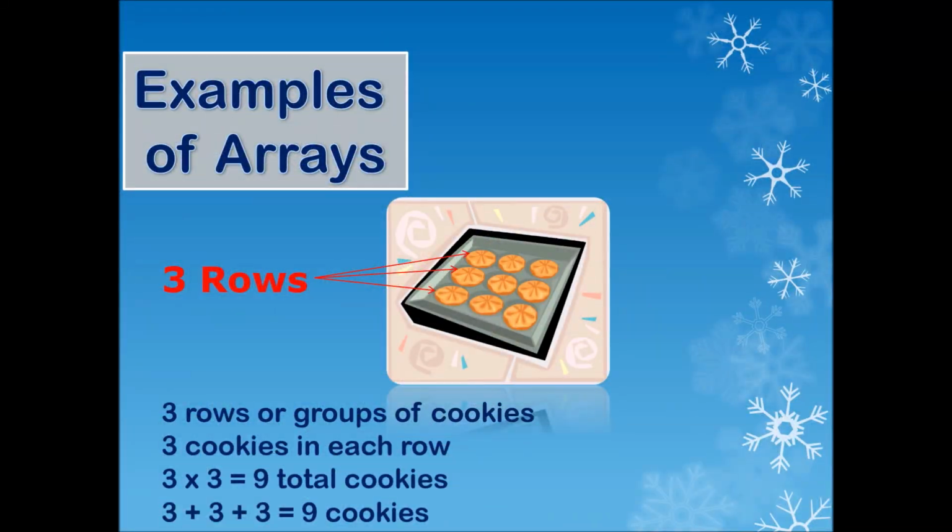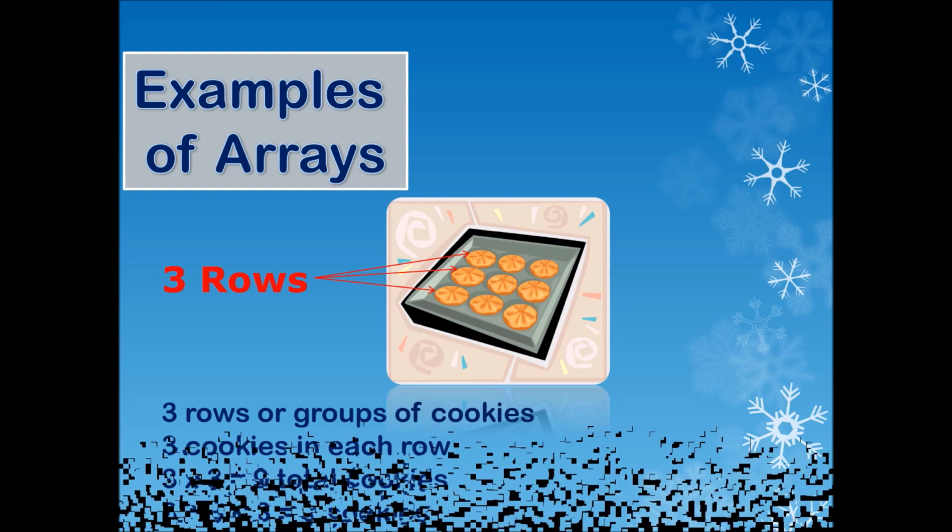Examples of arrays. We can see arrays in our everyday life. Here are some cookies on a tray. If your mom or dad or even you have baked before, you know that you want to place the cookies or the different baked goods evenly on the pan. This shows 3 rows or groups of cookies and 3 cookies in each row. That's like saying 3 times 3 equals 9 total cookies, or 3 plus 3 plus 3 equals 9 cookies. If we can count by threes, 3, 6, 9, we can count this array very quickly.